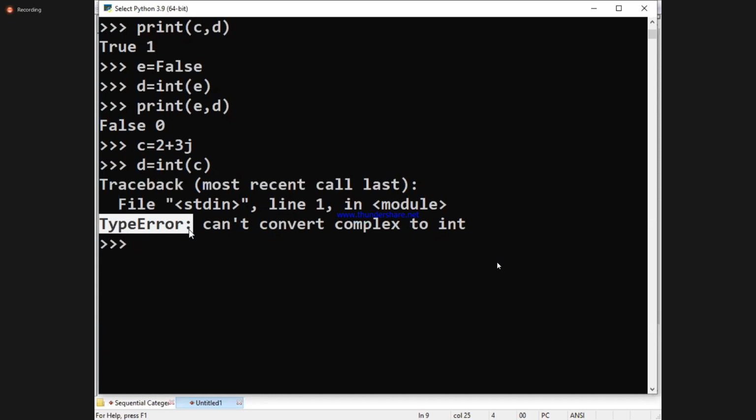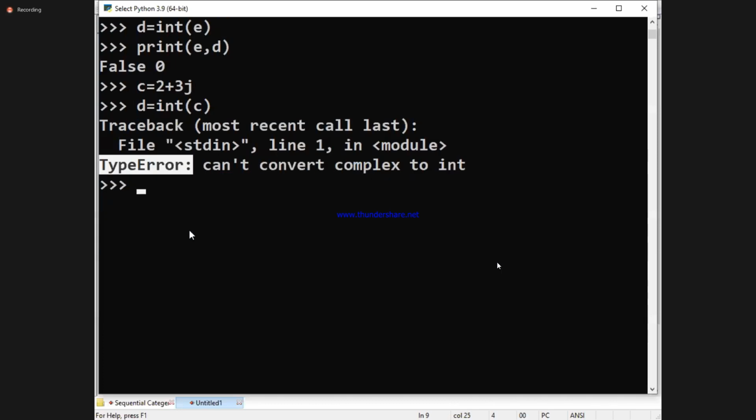Shall I move forward? Can I convert float into int? Bool into int? Complex into int? Why? Yes, we get a type error. Let me move forward.